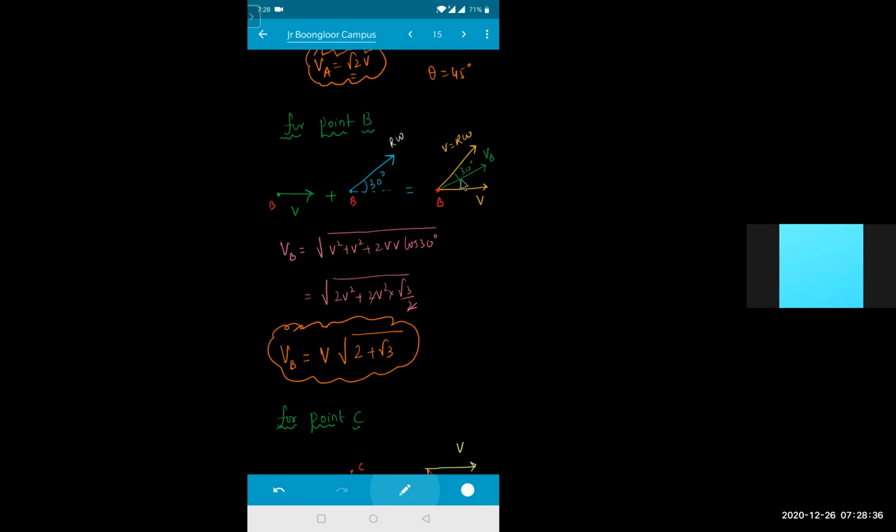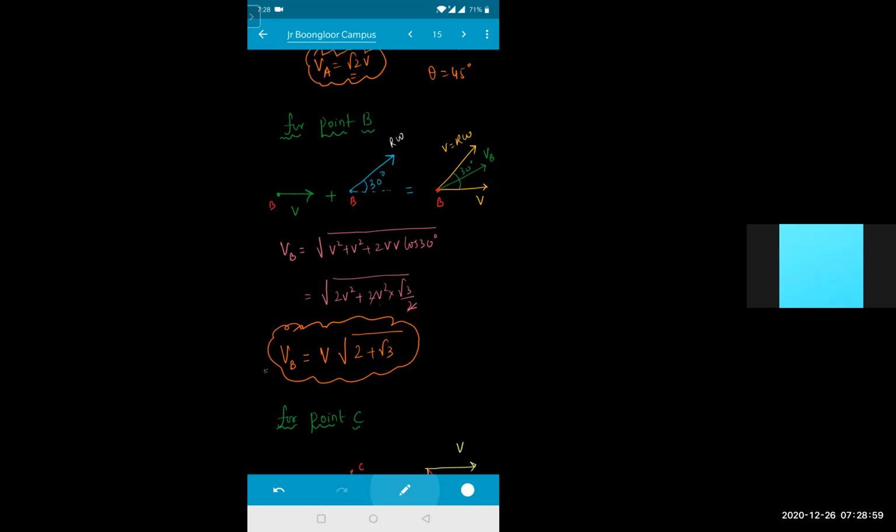So two vectors are inclined at angle theta. So the resultant will be the diagonal of the parallelogram. So velocity of B is under root of V square plus V square plus 2V into V into cos 30. Cos 30 is root 3 by 2. V into V is V square. V square is common, so taking it outside, this is 2 plus root 3 will be the velocity of B. Got it?